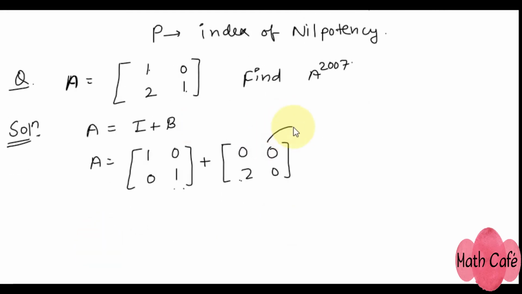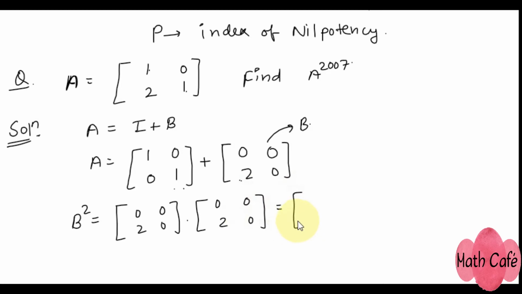So if this matrix is B, then if I'm going to find matrix B square, that will be [0, 0; 2, 0] multiplied by [0, 0; 2, 0].